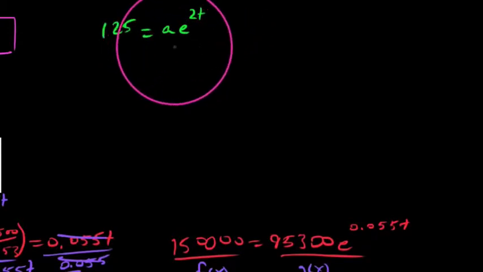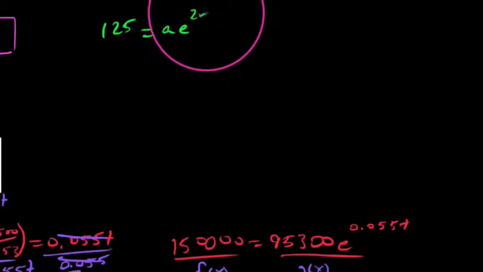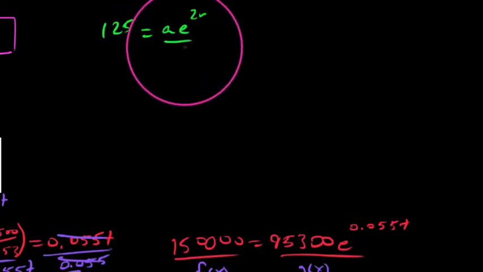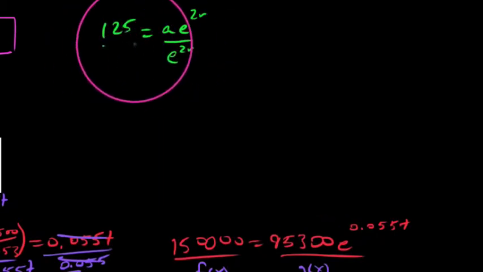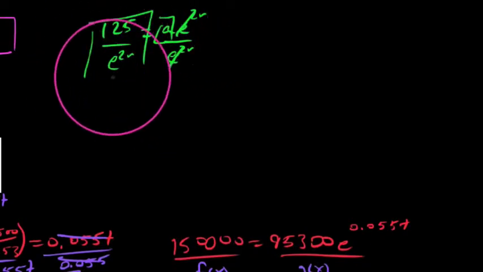I'm going to divide both sides here. Or, pardon me, 2r, 2 times the rate. We're going to divide both sides of this by e to the 2r. And so what this is going to do is, at the very least, get a by itself. So we know what a equals now. A equals this entire expression.